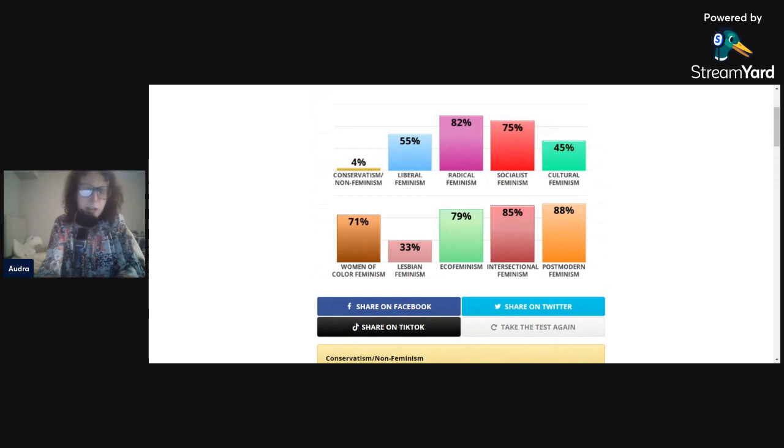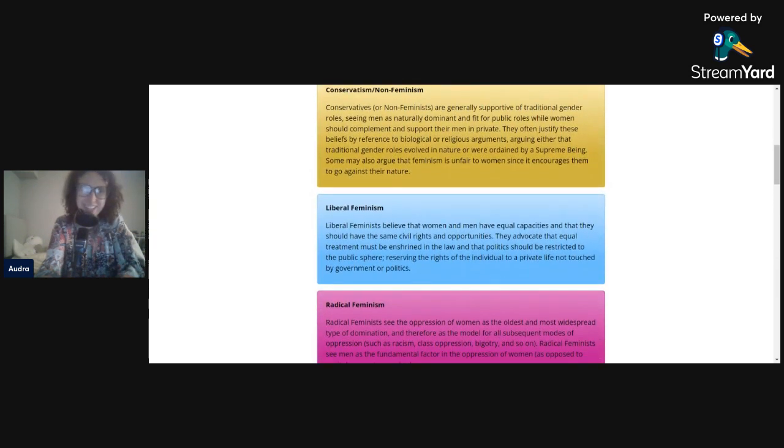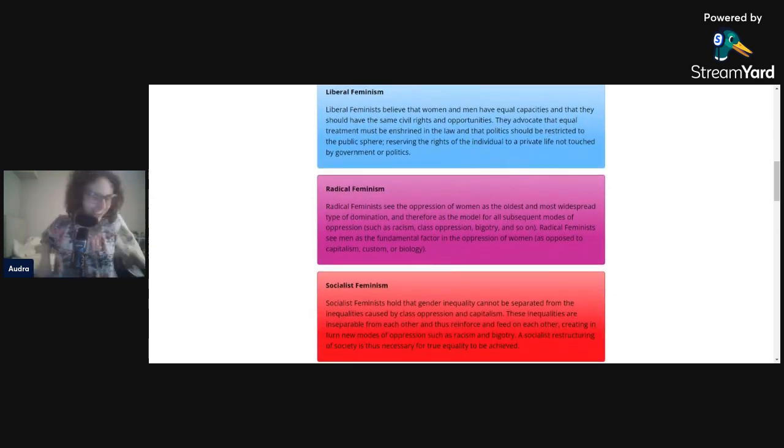Now it's 82% radfem. I'm actually somewhat surprised about that. I mean, when I think of radical feminists, I think of transphobes. I think of J.K. Rowling. I think of what they call TERFs, trans-exclusionary radical feminists. Maybe this test has a slightly different understanding of radical feminism, or maybe I answered the questions in a way that didn't entirely reflect my views.